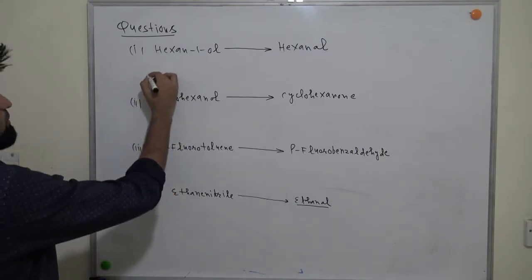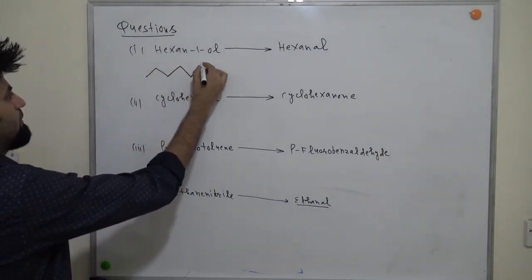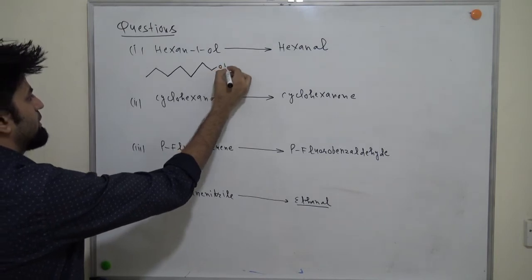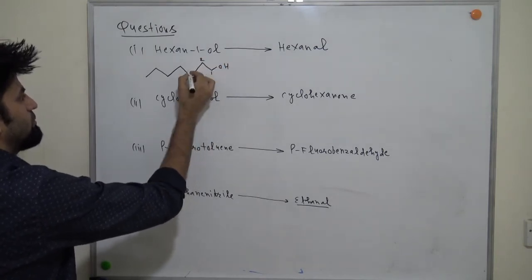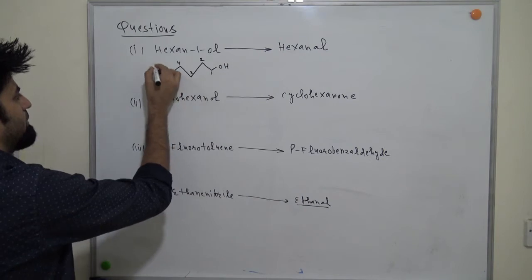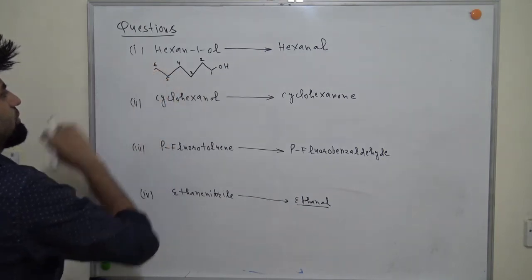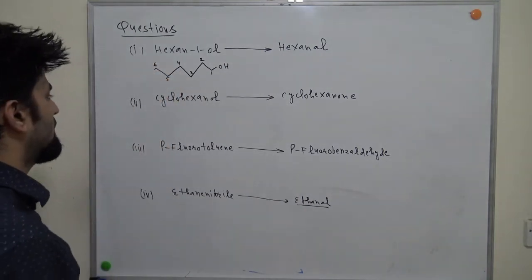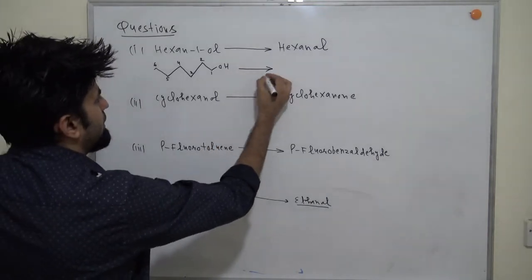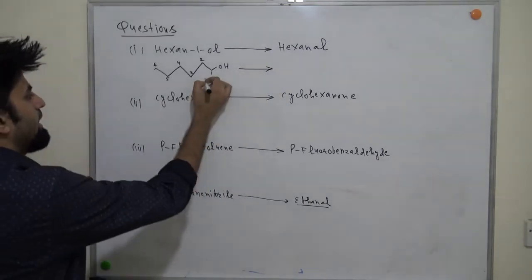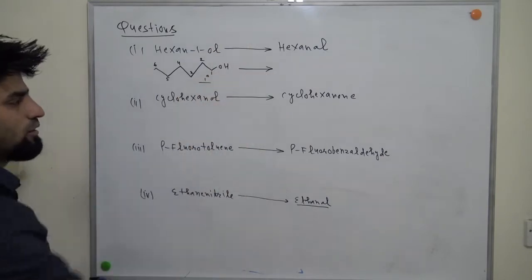So what is hexane 1-ol? 1 2 3 4 5 6, and this is OH. Okay, I can write like this: 1 2 3 4 5 6. So this is your hexane 1-ol. Now we have to convert it into aldehyde. So it is a 1 degree alcohol, and we have to convert it into aldehyde.